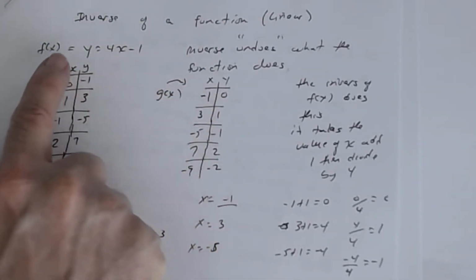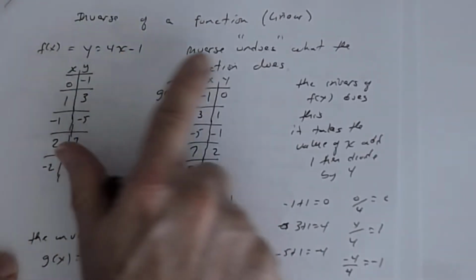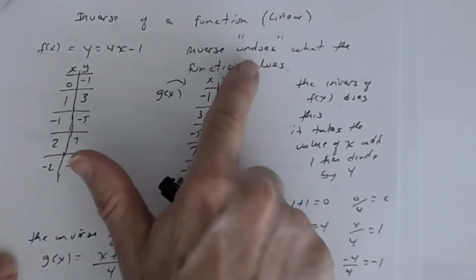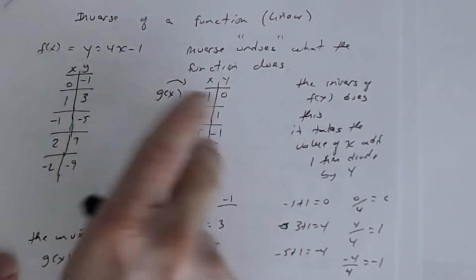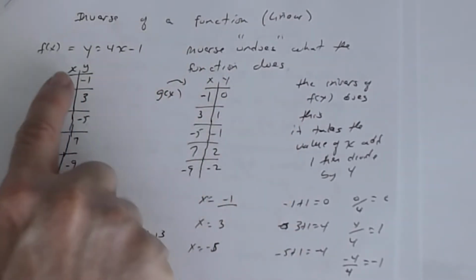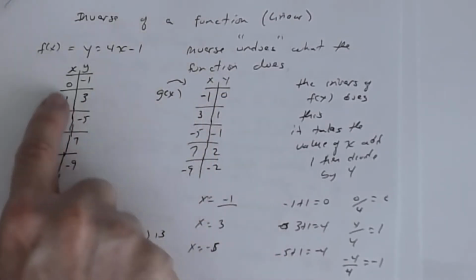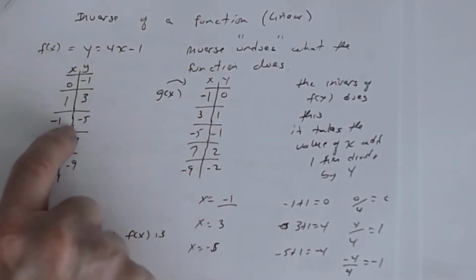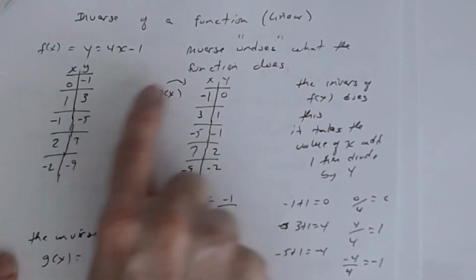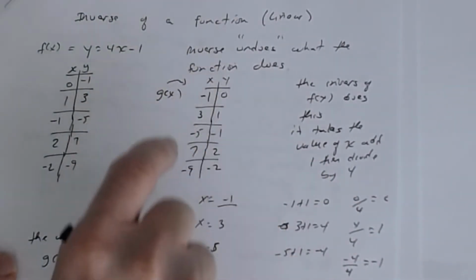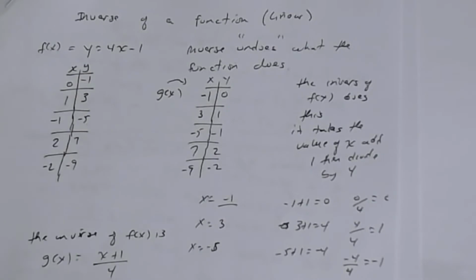So when we talked about functions and their inverses, and the fact that the inverse undoes what the function does, we interchange the coordinates. So the x became y. You see that? The 0, -1 and 1, -1 now became the y, and the y became the x. All right, so the coordinates are interchanged. That's important.